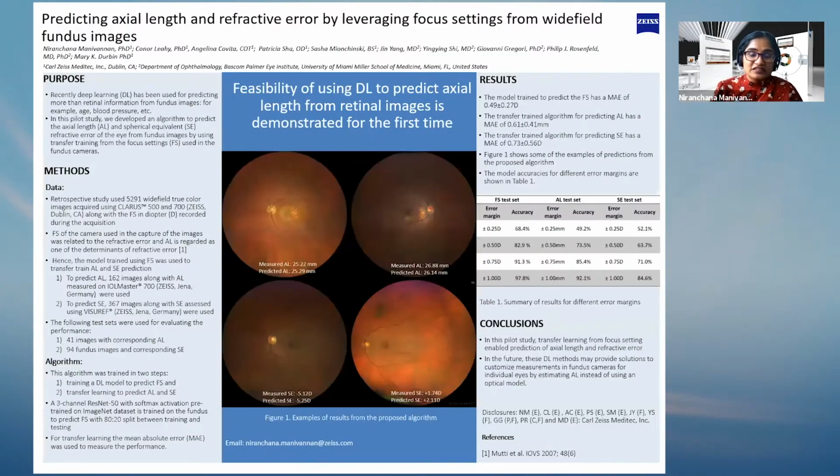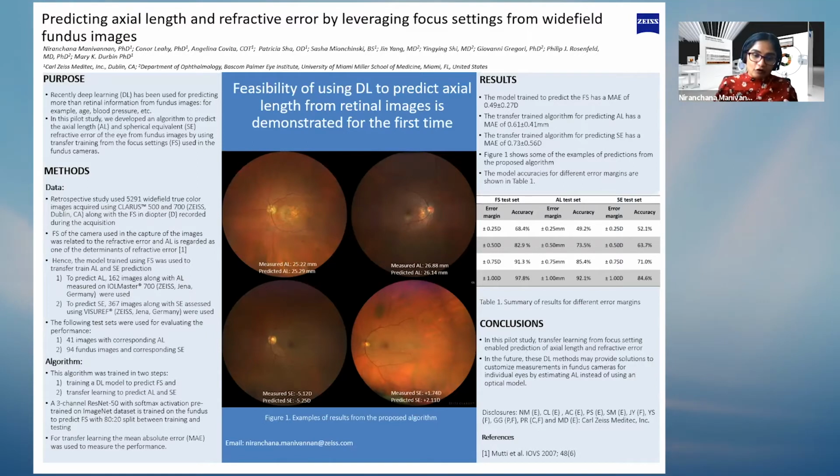The main aim of the study is we are trying to predict axial length and refractive error by leveraging focus settings from wide field fundus images. Recently, deep learning has been used for predicting more than retinal information from fundus images, for example, age, blood pressure, gender, etc. In this pilot study, we wanted to see whether we can predict axial length and then the refractive error from the fundus images. So why are we using focus setting?